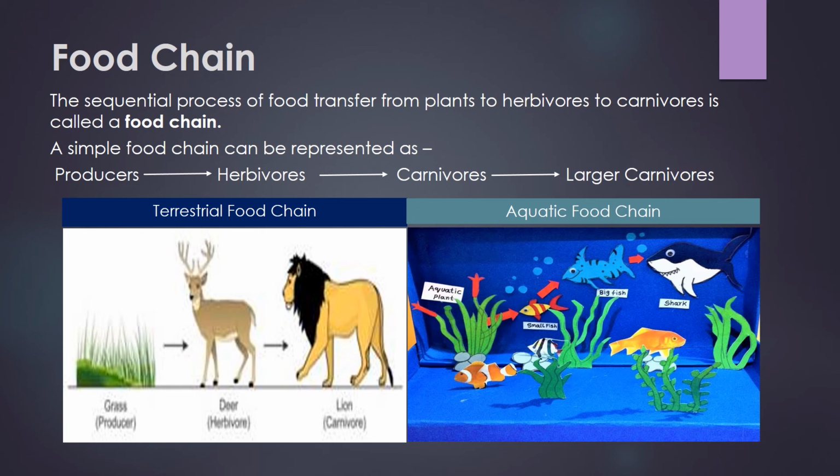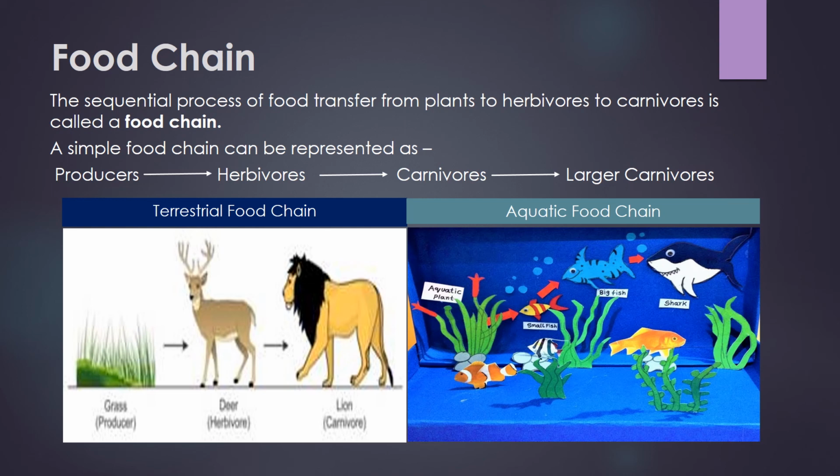Here I have given two examples of food chains. The first is the terrestrial food chain and the second is the aquatic food chain. In the terrestrial food chain we include grass. Grass is eaten by deer and then deer is eaten by lion. Terrestrial means it is completed on land. On land grass grows and is known as the producer, deer is known as the herbivore, and then lion is a carnivore. So this is called the terrestrial food chain.